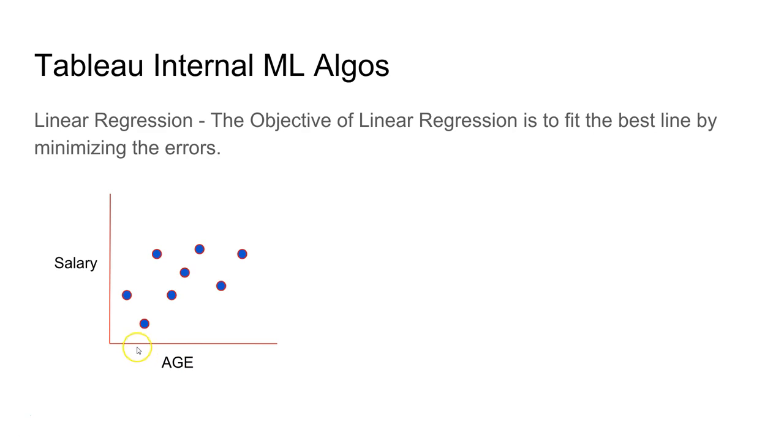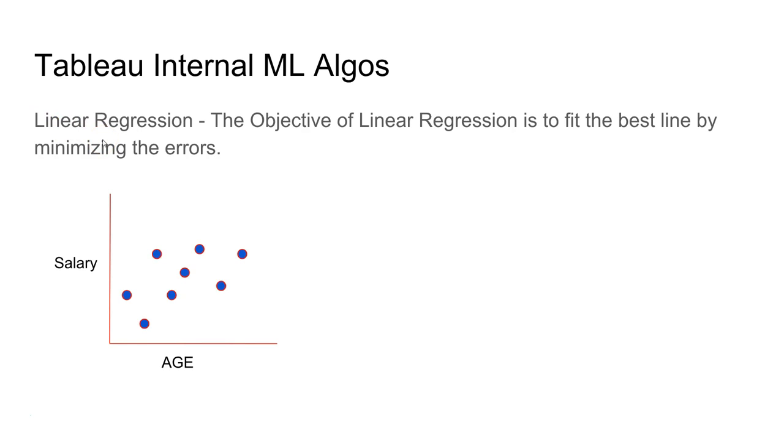And as you can see, this is basically indicating that age is increasing. And if you see the salary, the y-axis, you will see that salary is also increasing. So that's a simple example I wanted to show you to give you an idea of linear regression.